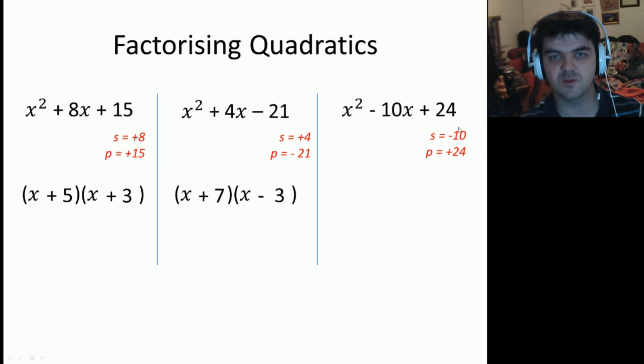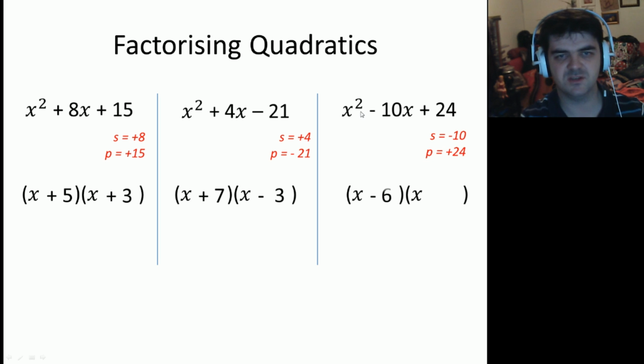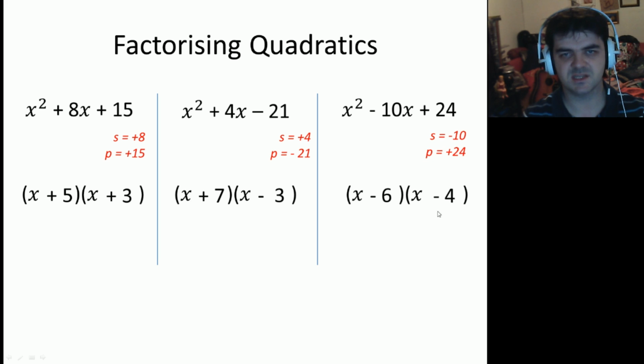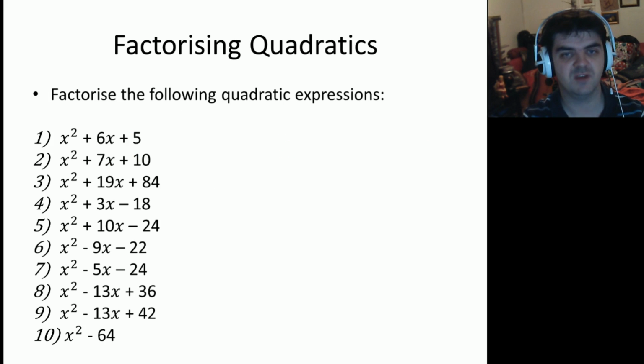Both are going to be negative, so that when they add together they give a negative number. If I show you that the answer is minus 6 and minus 4, and I multiply those together, I get plus 24. If I add them together, I get minus 10. Minus 6 plus minus 4 is minus 10. And that's how we factorize quadratics.